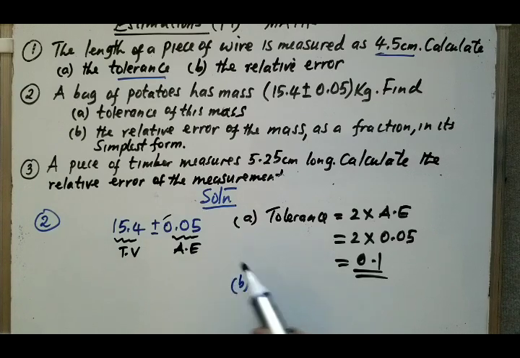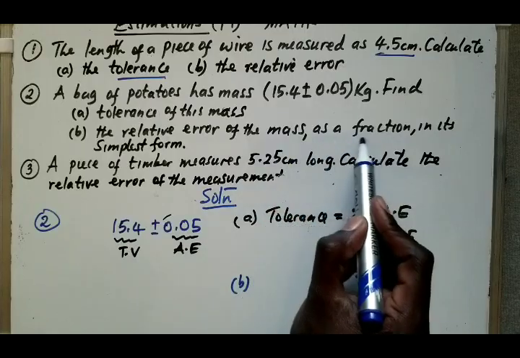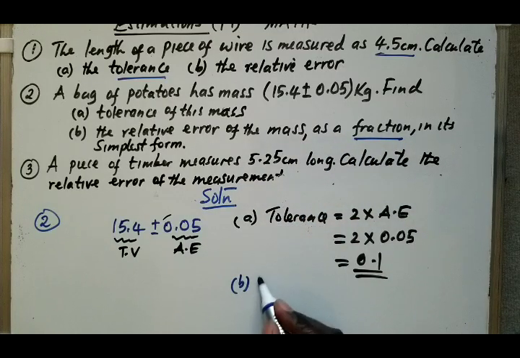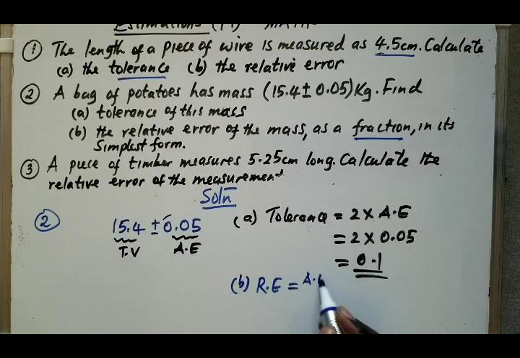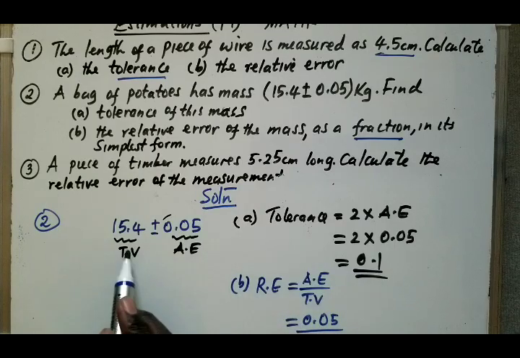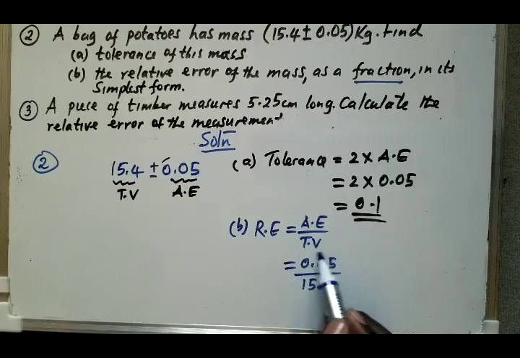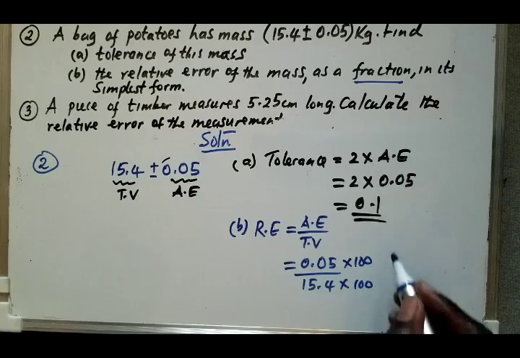Then B says, find the relative error of the mass as a fraction in its simplest form. The relative error is equal to the absolute error over the true value. The absolute error is 0.05 over the true value, which is simply 15.4. Remember, the number with the highest decimal places decides the multiplier, so I'll multiply this by 100. What I do on top, I also do at the bottom.